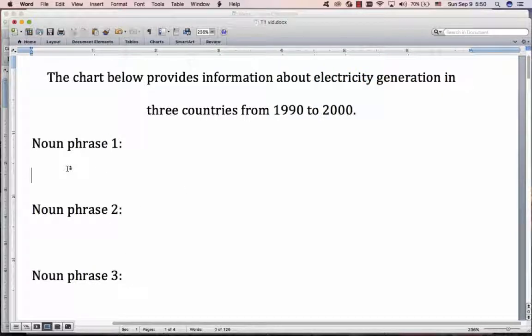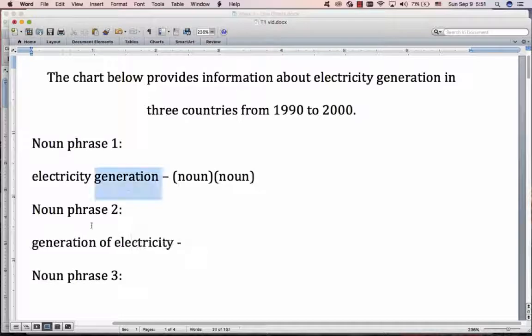So that's electricity generation. And what is that? That's just a noun and a noun. Electricity is a noun, generation is a noun. So that's the structure of that. All right. Then how do you make noun phrase 2? Also very easy. You take this noun, you put it there, you take this noun, you put it there, and you put a preposition in the middle. You switch them around and you put a preposition in the middle. Usually the preposition is of, but be careful. It can be by or with or many other prepositions.